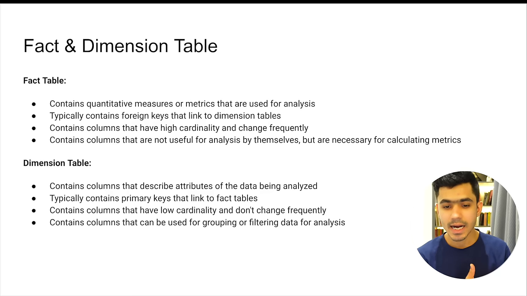It mainly contains high cardinality and frequently changing data. If you look at revenue and order numbers, all of these keep changing as we receive more and more inputs from the users. So generally we put all of this information inside the fact table.